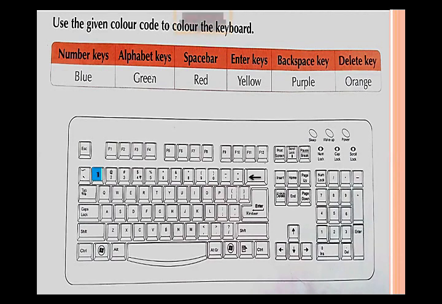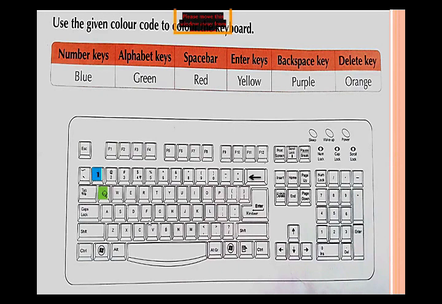The next one is alphabet keys. The alphabet keys start from Q. You will start coloring from Q to M. Only use the alphabet keys to color it green. Use the color green in all these keys.